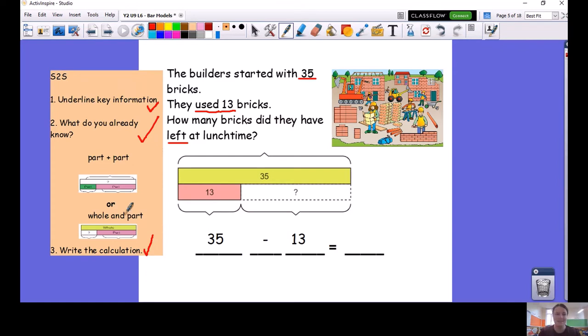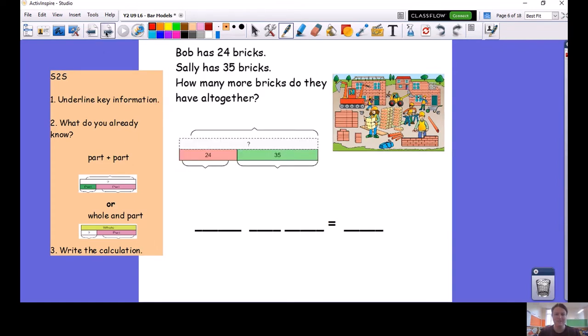Let's have a look at another one. Let's do this one together. What was the first thing that I needed to do? I can hear you. You're saying I need to underline the key information, and you're not wrong. Absolutely. So Bob has 24 bricks. Sally has 35 bricks. How many more bricks do they have altogether? Key information there is going to be my numbers and any maths words that I recognise that tell me what I need to do. How many more bricks do they have altogether? They're my maths words. I've underlined them. Tick. Right, now what do I need to do?